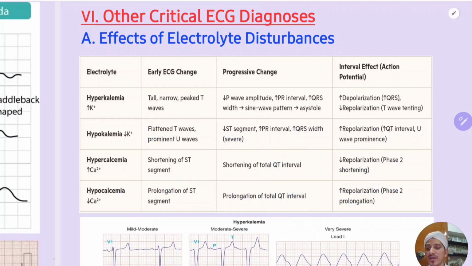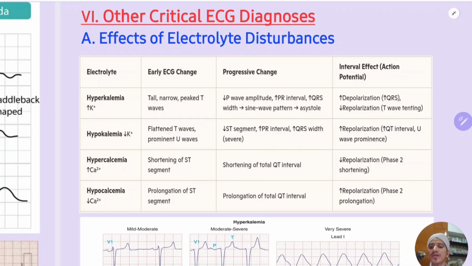So the main thing to remember, the first thing which is going to happen: prominent U waves and flattened T waves. Second, you will see increased PR interval and increased QT interval. Remember this one, QT interval. And in severe cases, you can see increased QRS width also. That's about the changes in hypokalemia.